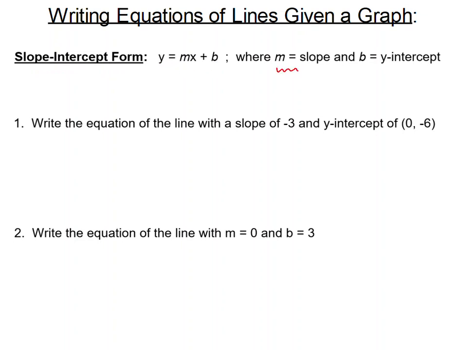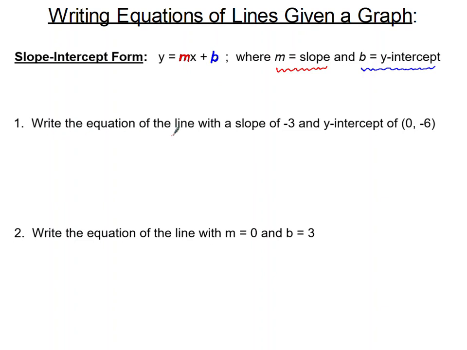Remember that m is our slope, and that number will go right here in our equation, and b is our y-intercept. And that number will go right here in our equation and will be added or subtracted to our x term. I'm going to color code. My slopes will be in red and my y-intercepts will be in blue. Let's start off with some that are basic information.